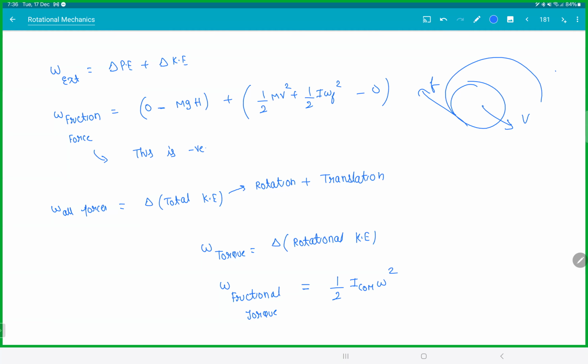When there is no slipping, you know what is happening? Whatever energy you're taking from translation, everything you're giving for rotation. So in that case, there is no energy loss. But when it is slipping, some of the energy that you're taking from translation, you're not converting into rotation. It is becoming heat or something. So total work done by friction is negative, but work done by torque due to friction is positive.